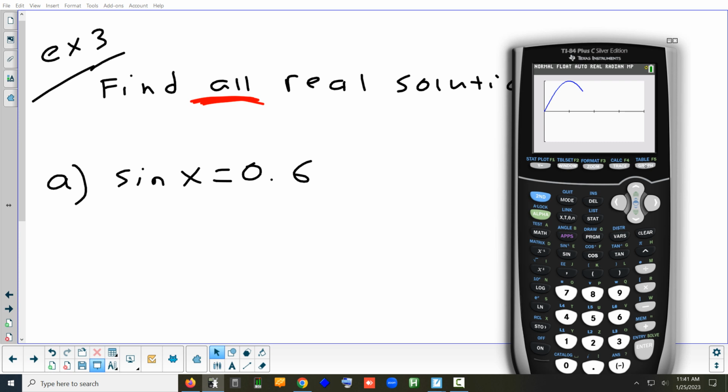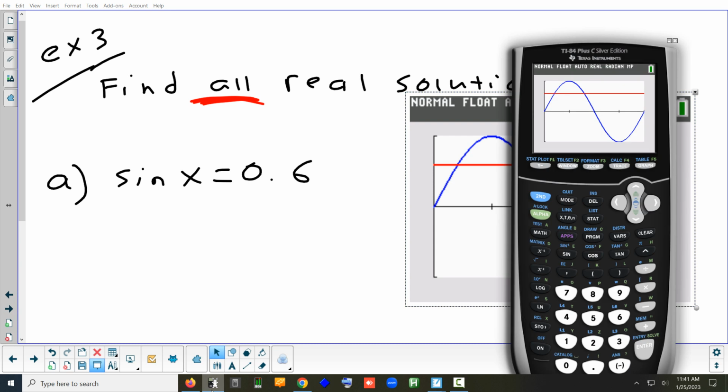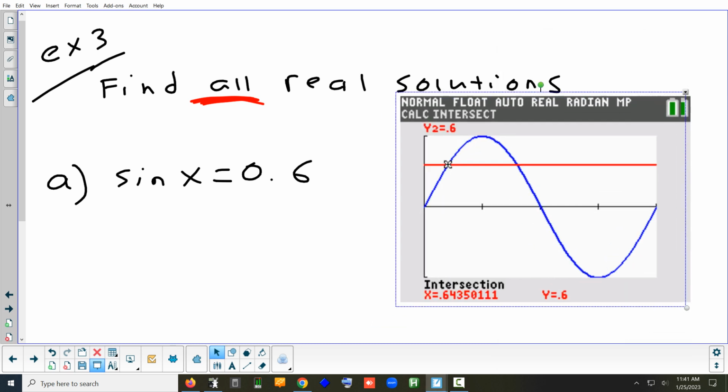Okay, so we've got negative 1 to 1. I probably should have gone a little higher, but that's okay. We've got our cycle perfect. All right, so how many answers are we getting per cycle? 2. So how are we going to find the first one? We're going to do second calc intersect. We do need to move it a little bit closer. That is important. And the first answer is 0.64.